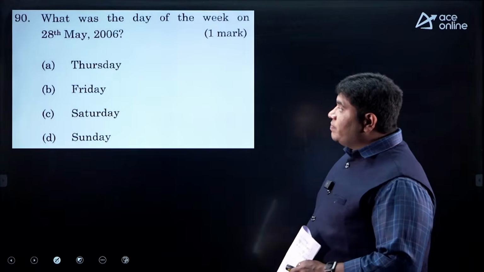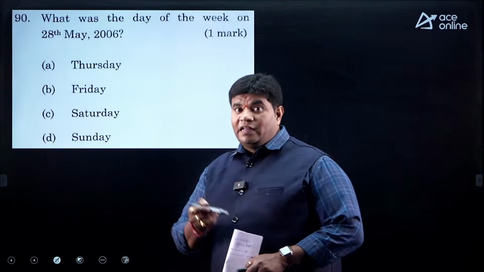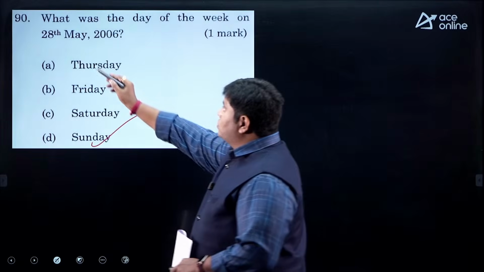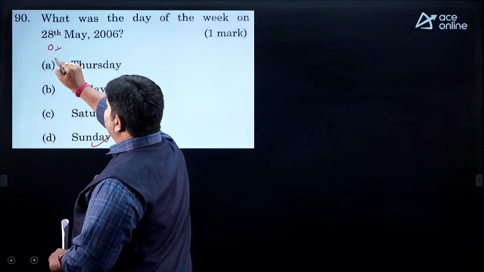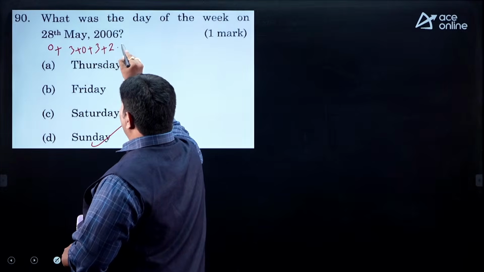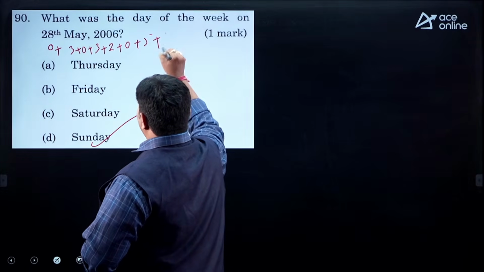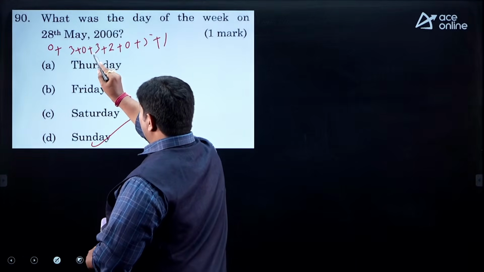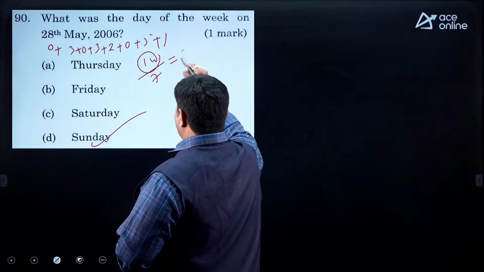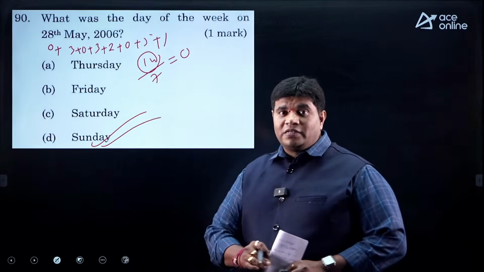Next, you can simplify this equation. Based on the calendar concept, you can simplify. You are getting the answer Sunday. So 28 means 0 odd days. January 3, February 0, March 3, April 2, 2000 is 0, 5 plus 1. So 6, 12, 14 odd days. 14 divided by 7 is 0. Again 0 odd days means Sunday is the answer.